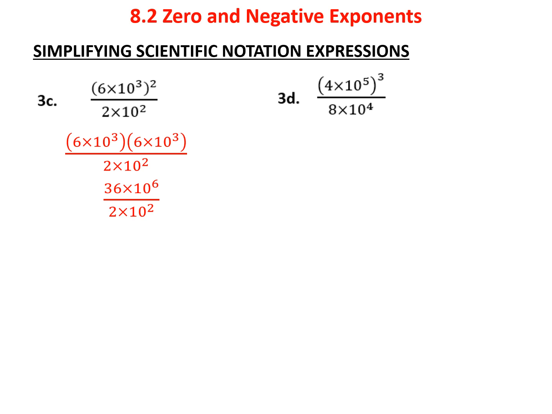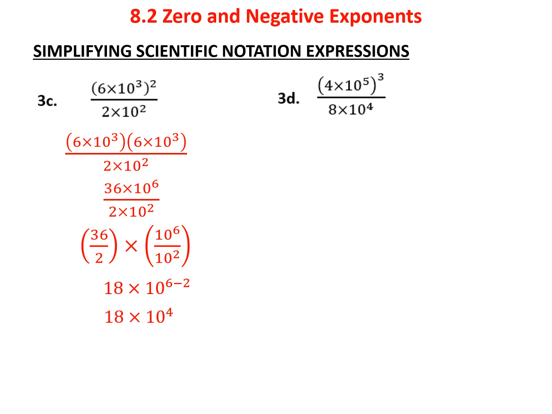Now we're going to do like we did in 3a. We'll break out the factors this way. So we have 36 divided by 2 and 10 to the 6 divided by 10 squared. 36 divided by 2 is 18. 10 to the 6 over 10 squared is 10 to the 6 minus 2, or 10 to the 4th.